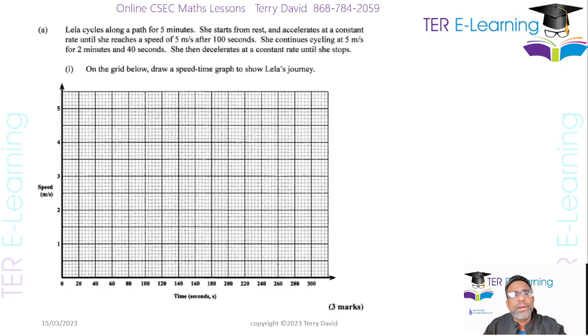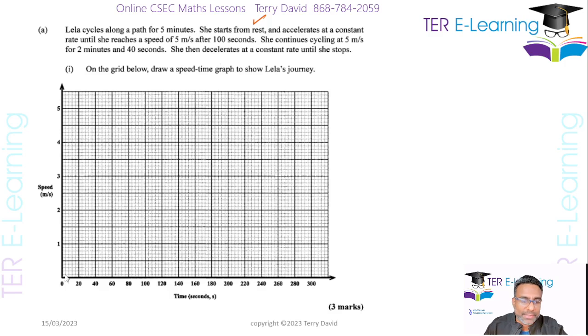The next one here, number 2: Leela cycles along a path for 5 minutes. She starts from rest and accelerates at a constant rate until she reaches a speed of 5 meters per second in 100 seconds. She continues cycling at 5 meters per second for 2 minutes and 40 seconds. She then decelerates at a constant rate until she stops. Those of you doing physics will find this question very easy. So let's start to analyze what's happening there.